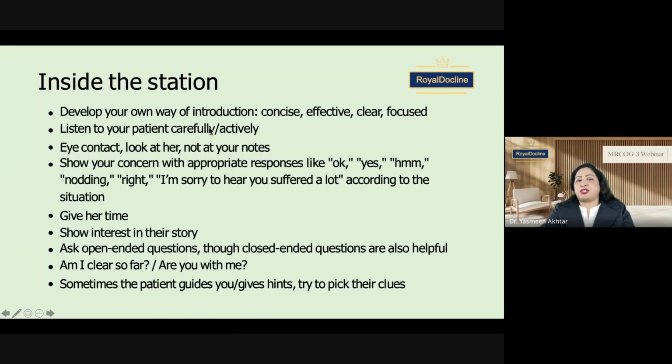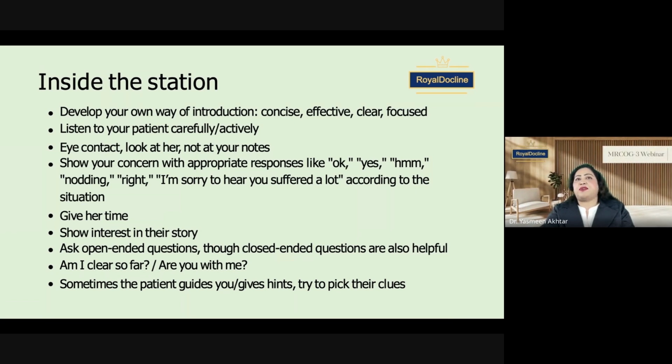Now, inside the station, what happens? Develop your own way of introduction. Everybody has one, like I was doing. I'm Dr. Yasmin. I'm the OBGYN doctor in the clinic today. May I check your name and age, please? How would you like me to address you? Okay, Sally is good. Fine. So, Sally, may I know what your concerns are, or what has brought you here today to the clinic? How may I help you?